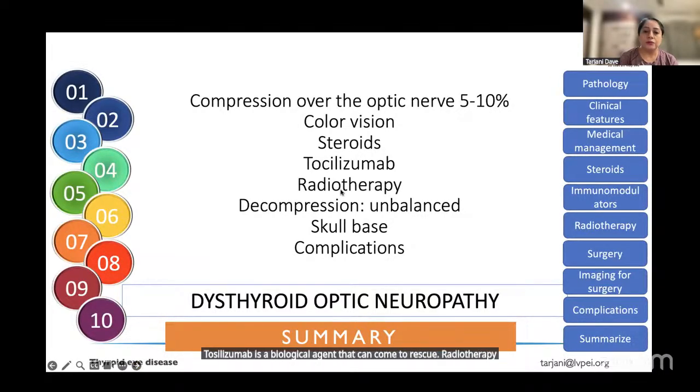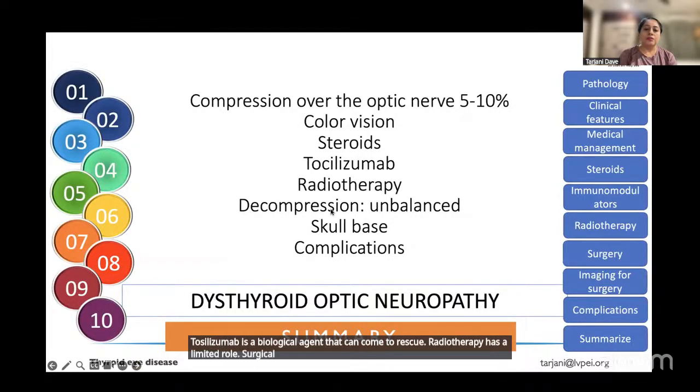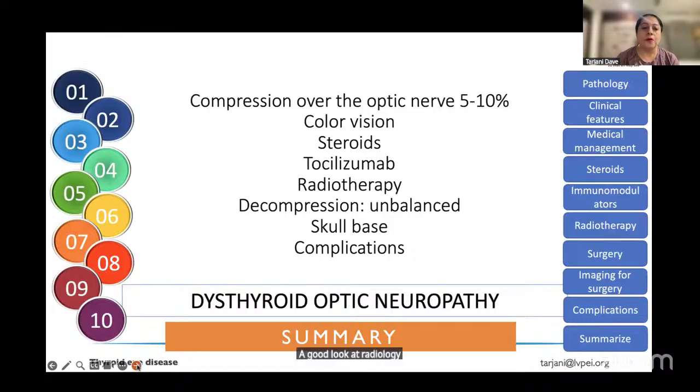Radiotherapy has a limited role. Surgical decompression is required in most patients and largely is unbalanced. A good look at radiology and good knowledge of complications is required before you delve into these surgeries.